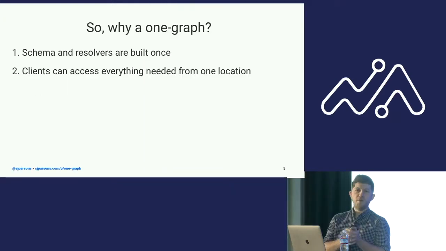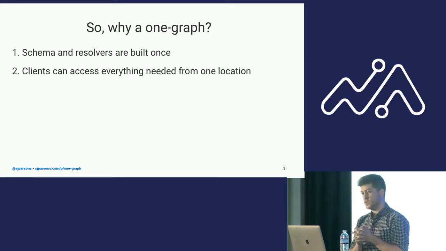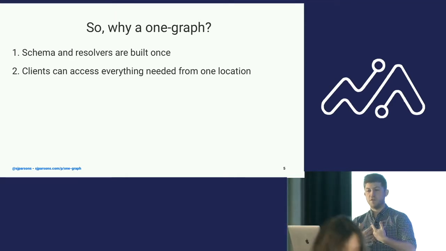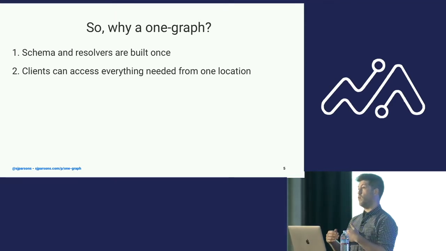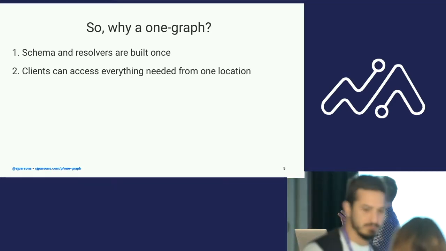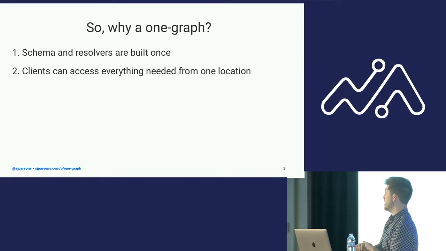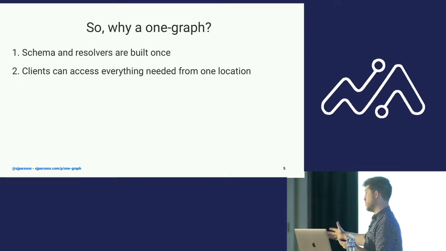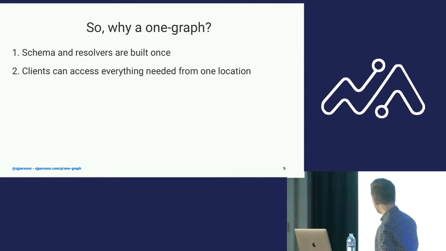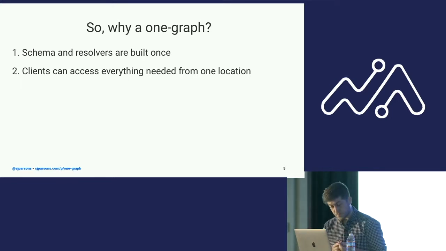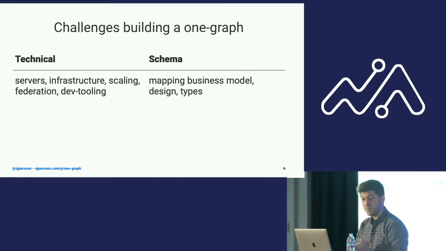So why, you might ask, have a one graph? There's a lot of people writing about this, but here are a couple of things that stand out to me. For one thing, the schema and the resolvers are built once rather than repetitively throughout multiple graphs in an organization. If someone is requesting currency, you don't have to build that in each of the graphs supporting each of the apps. You can build it once. The other benefit is on the client side. You can access everything you need from one location. So it seems to make sense, right?